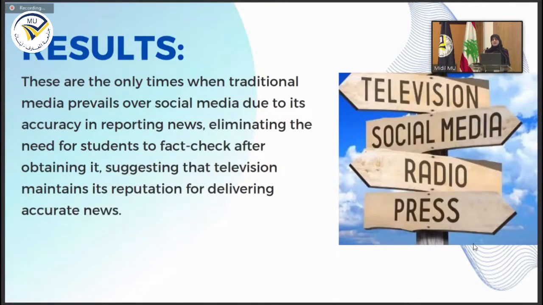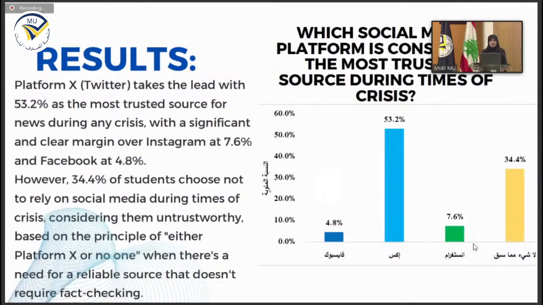This is the first time and the only time where traditional media prevails over social media, because the students don't need to double check all the news that they get. Which social media platform is considered most trusted during times of crisis? Also here we find a significant, astonishing percentage, which is 53.2% for X, which is known as Twitter, maybe because of its specifications for sharing political opinions.